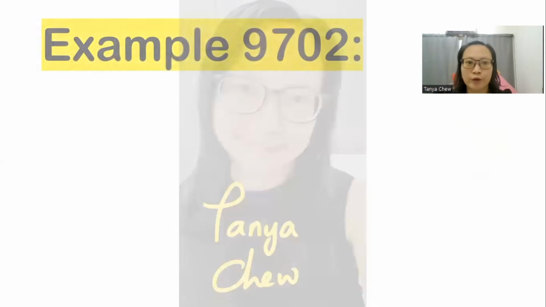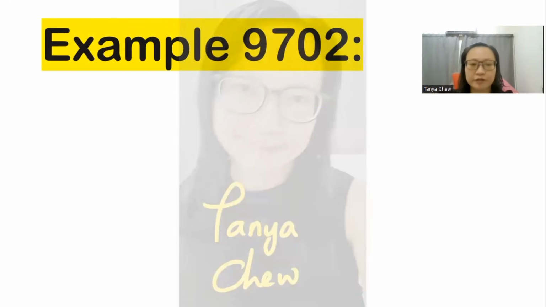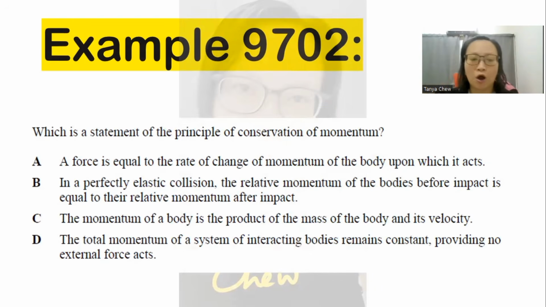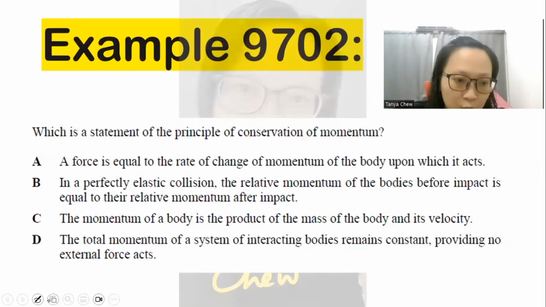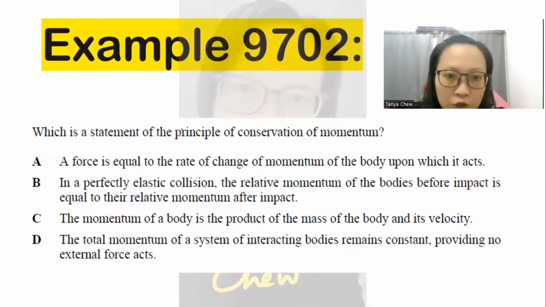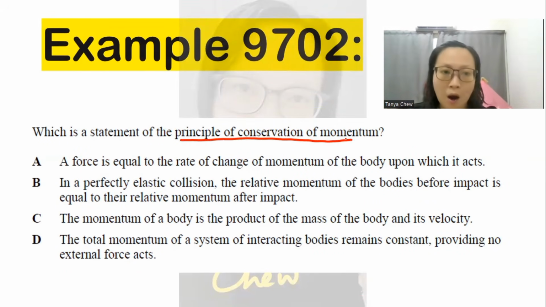Let us try with the past year question in AS Physics first, which is a statement of the principle of conservation of momentum. So when you have the pencil or the pen with you, make sure that you underline the important statement. You are supposed to find a statement which is related to the principle of conservation of momentum. So we have to go through all the choices one by one and use the rule out method to rule out the choice or choices that we confirm are wrong, not the answer.